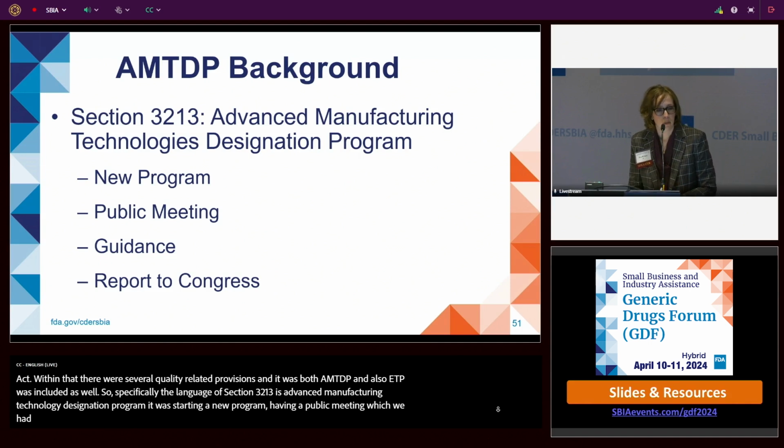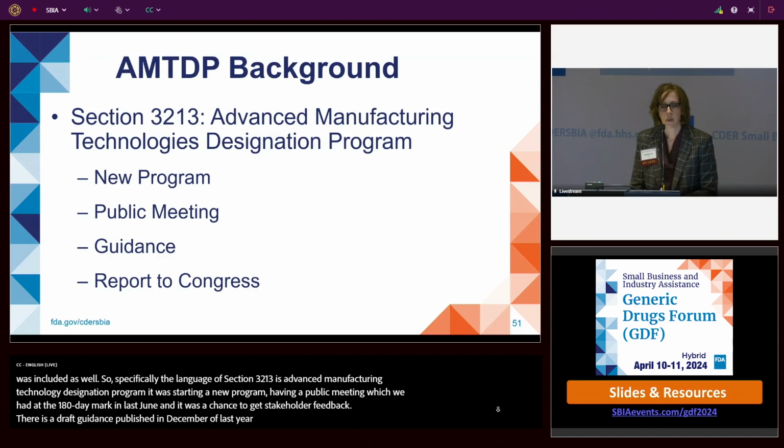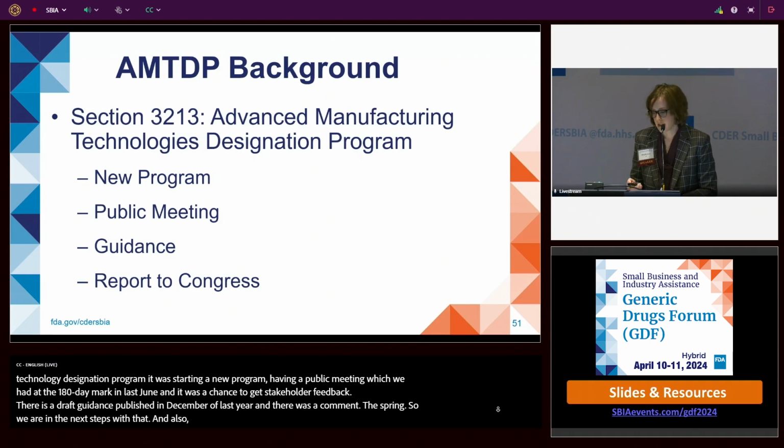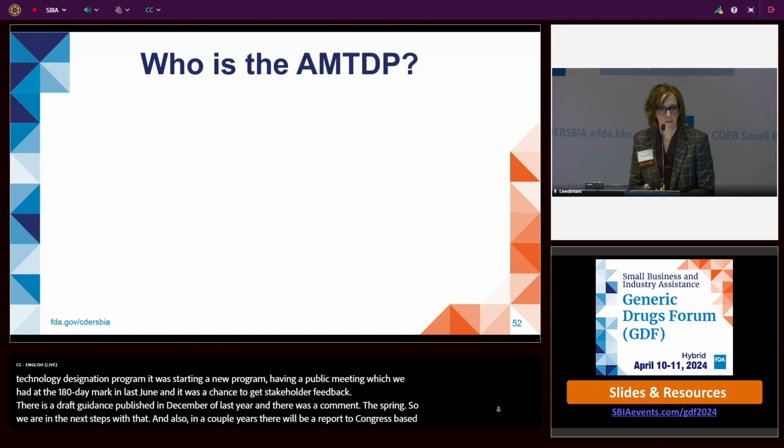There's a draft guidance that was published in December of last year, and then there was a comment period this spring. And so we're in the next steps with that. And then also in, I think, a couple of years, there'll be a report to Congress based on our success with the program. Who is the AMTDP?